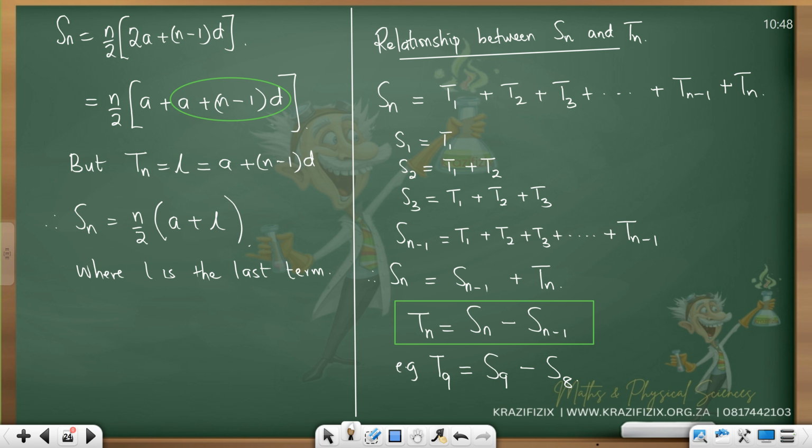Tn is Sn minus Sn minus 1. So you would say my n is 9. So T9 is S9 minus S8. If I say T10, it will be S10 minus S9. Let's look at this with a number so that it becomes clear. So you remember the application. Are you ready for me?